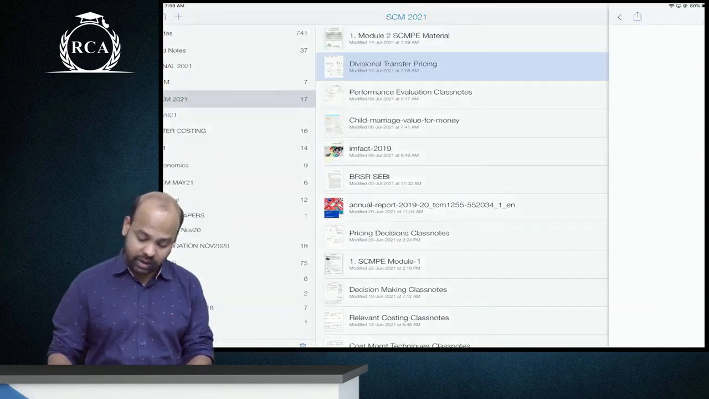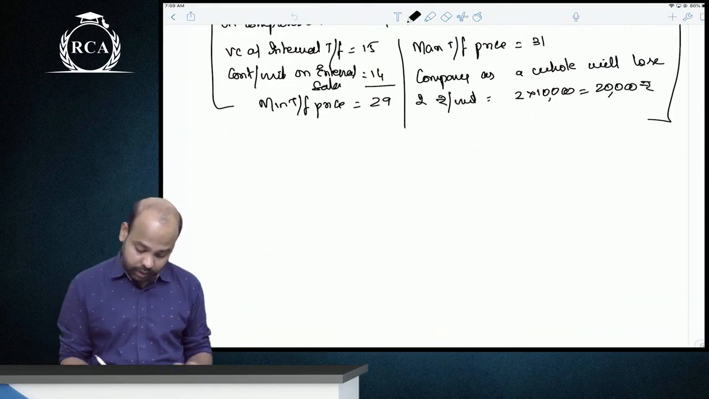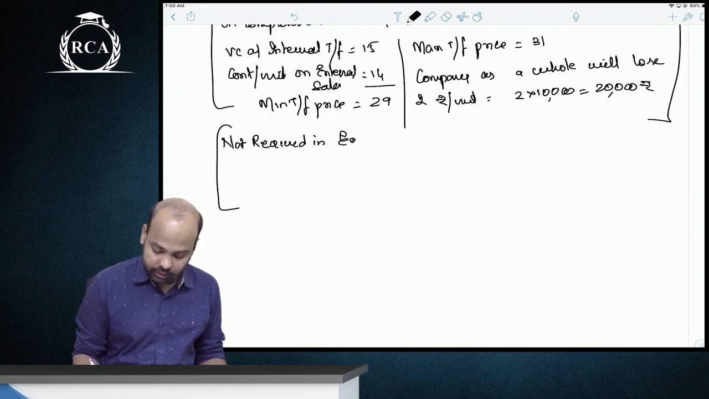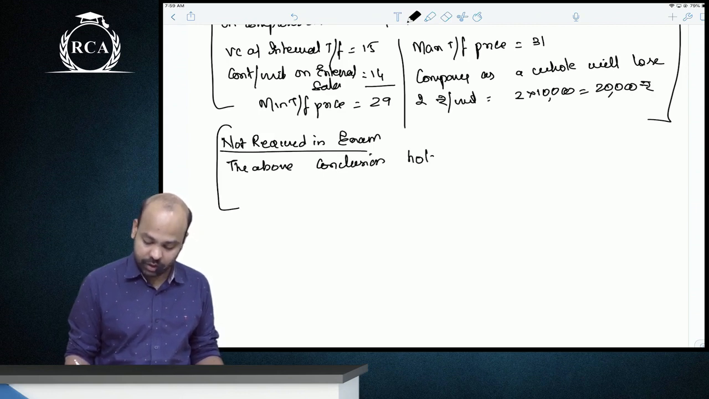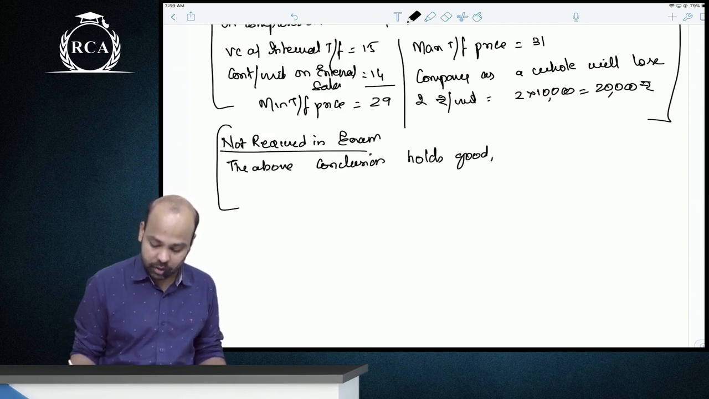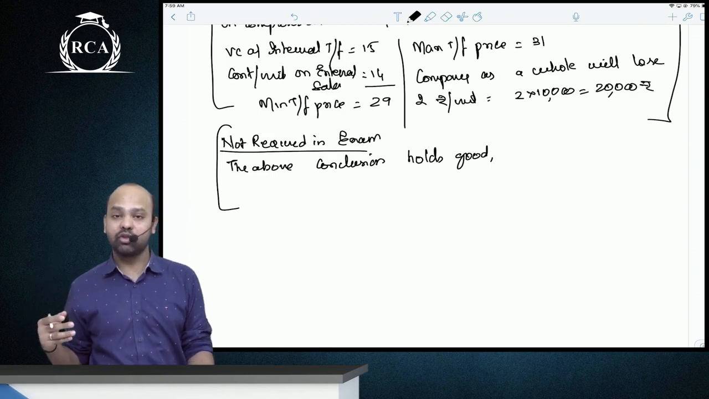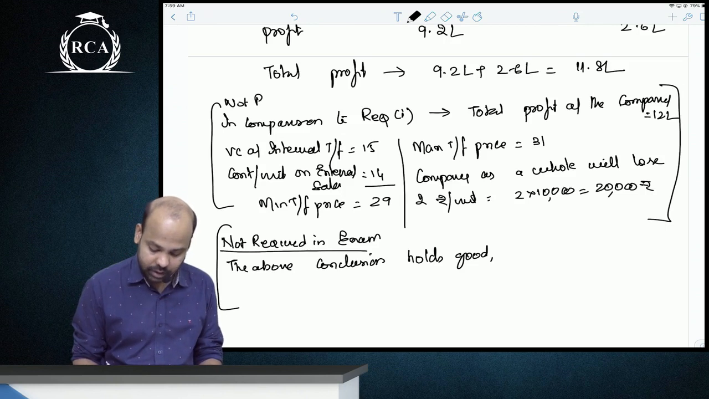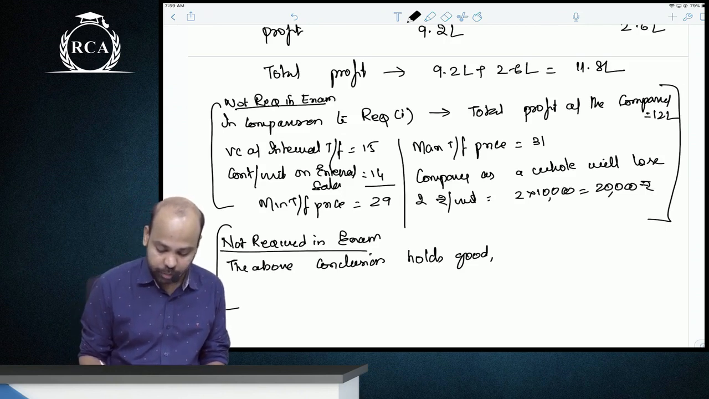Meaning, see guys, this answer holds good. The above is not required in exam, guys. The above conclusion, beta, holds good only if capacity is restricted to 50,000 units. If I have a capacity of 60,000 units as such, guys, do not forget even this is not required, beta, in exam. All of this is only for our understanding because they asked us to compute only profits and nothing else.